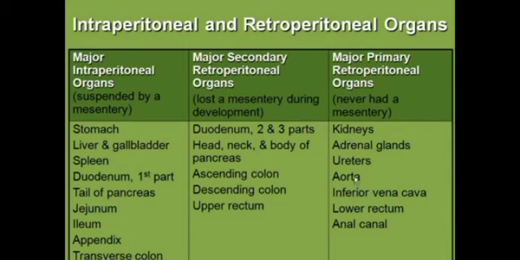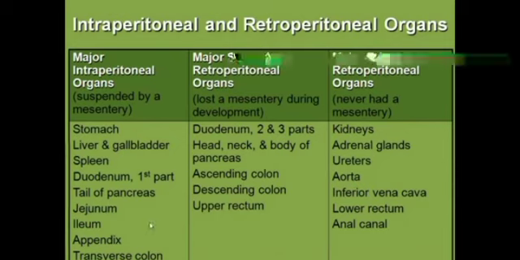And then if we add that concept that we just talked about, that the blood supply to an organ will be in the same category as the organ itself, we can say that all of these organs and their blood supply are primarily retroperitoneal. All of these organs and their blood supply are secondarily retroperitoneal. And all of these organs that are peritoneal have their blood supply reaching them through a mesentery, since all peritoneal organs get their blood supply through a mesentery.